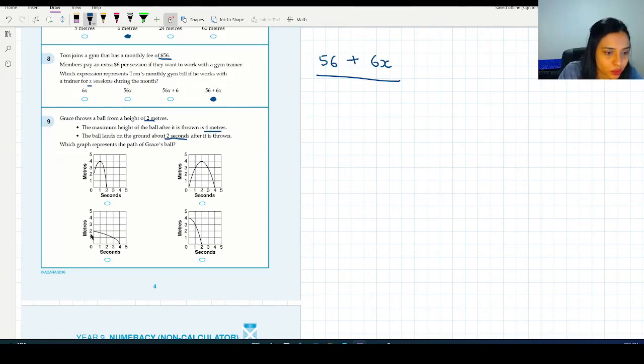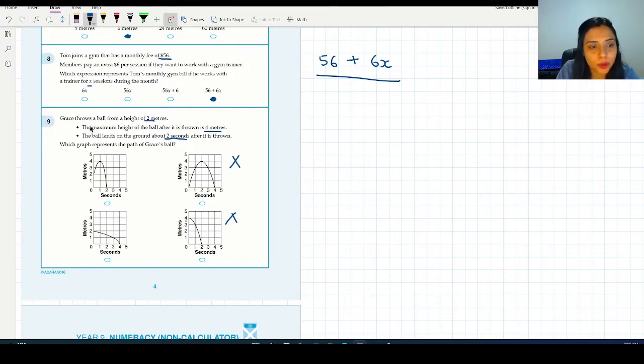So this graph is showing that it's starting off at 2. This graph at 0 is starting off at 2. This graph is saying that at 0 seconds, the ball had a height of 0 meters. So this is not our answer. And this graph is saying that at 0 seconds, the ball was thrown at 4 meters. So that's not our answer either.